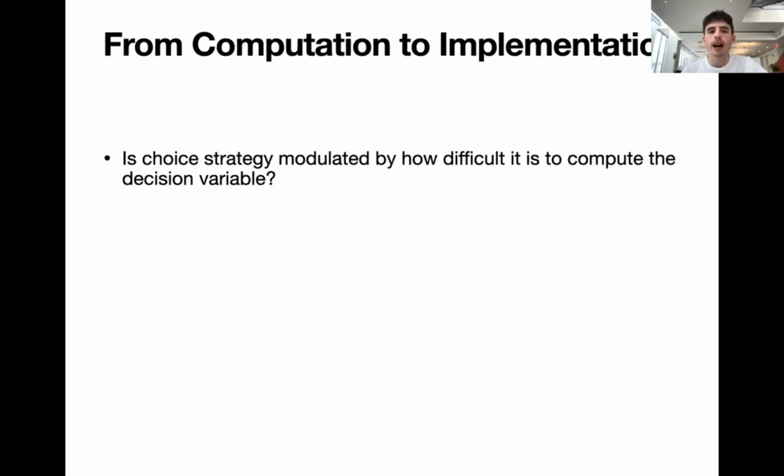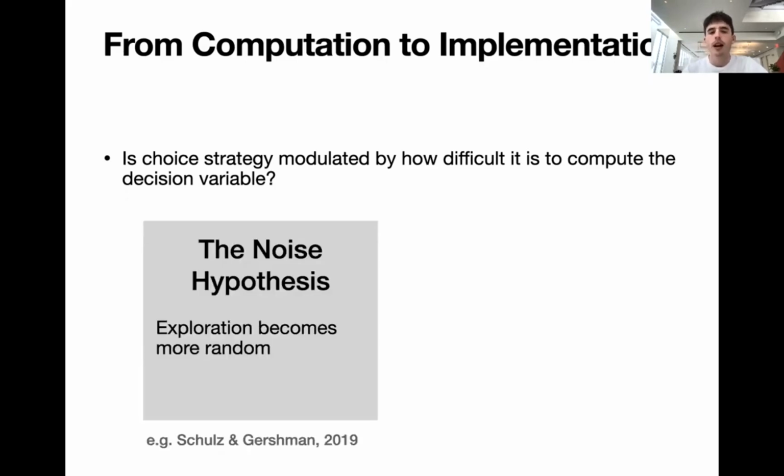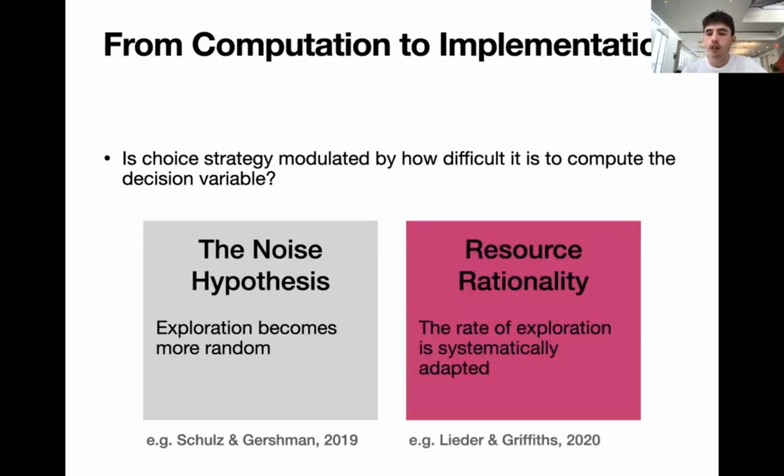So we may ask if the choice strategy is modulated by how difficult it is to compute the decision variable. That will give us an idea about capacity limitations and how they modulate strategy. And we can hypothesize 2 things. One is the noise hypothesis, that exploration becomes more random when things are difficult to compute. Alternatively, we could see resource rationality, where participants are systematically adapting their strategy when things are difficult to compute.